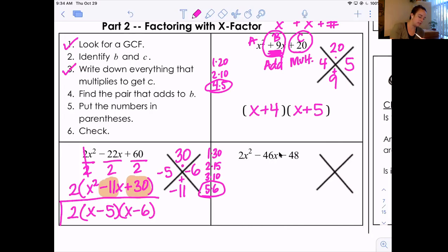And this is my factored form, my broken up form of that.